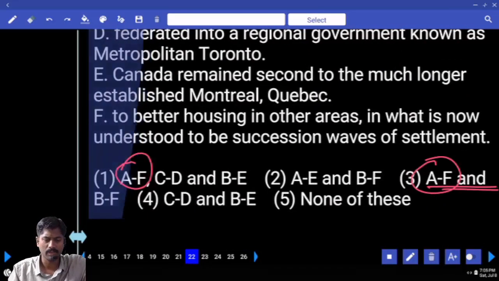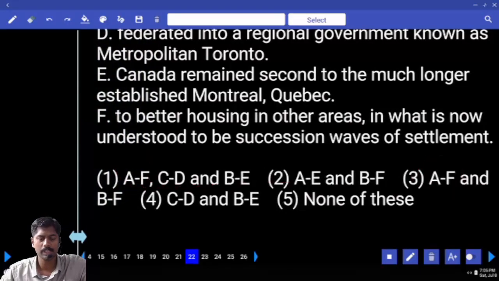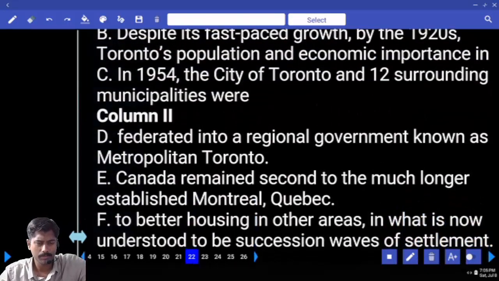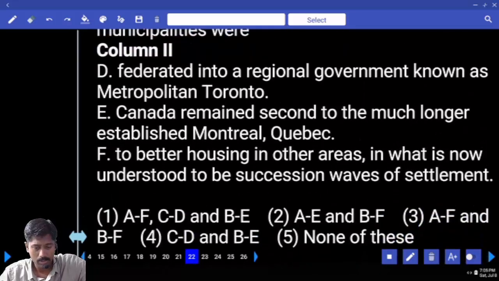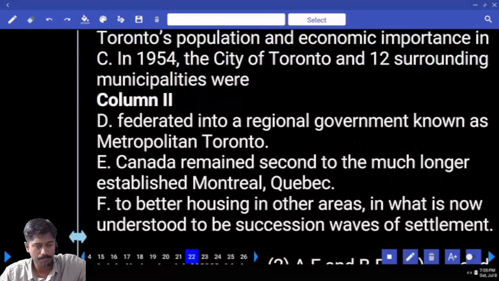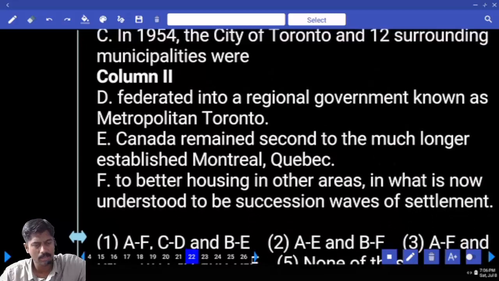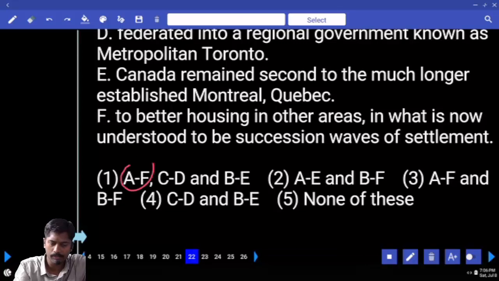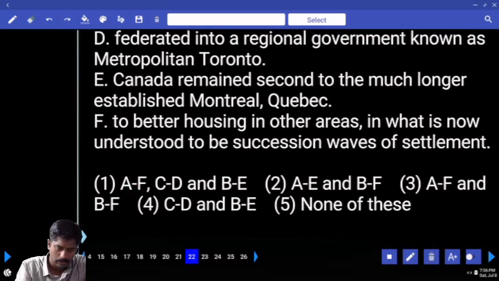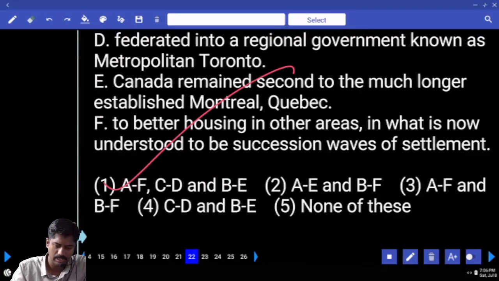A, F, B, F. Let me check CD once. In 1954, the city of Toronto and 12 surrounding municipalities were federated. C, D, they were federated into regional government known as metropolitan territory. CD. So A, F, C, D we can pair. Therefore, first option is the correct answer.